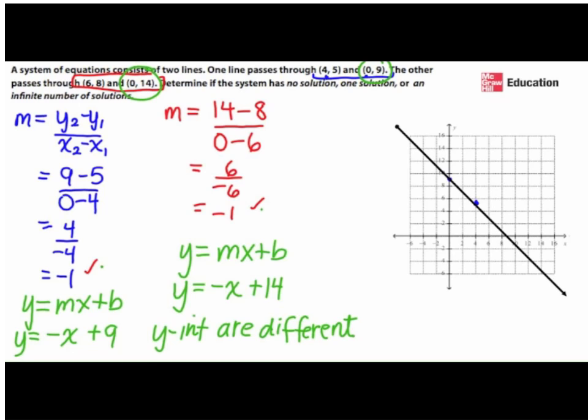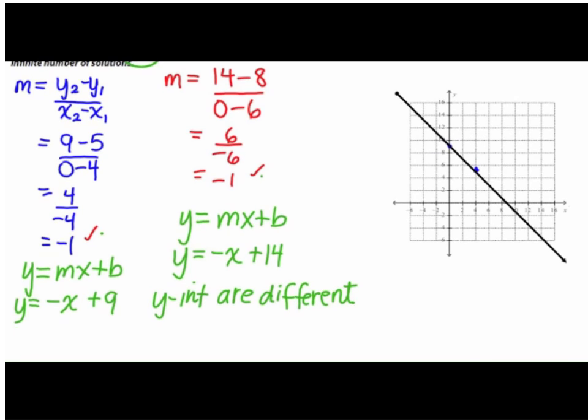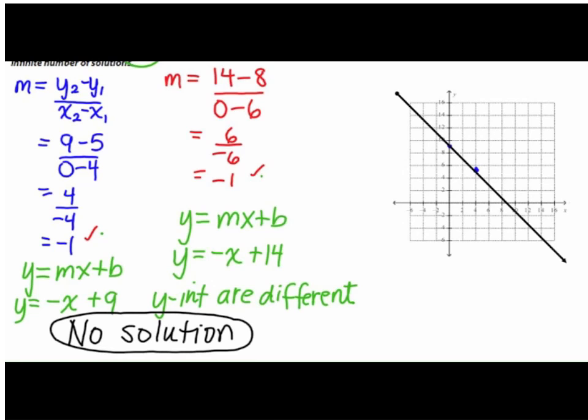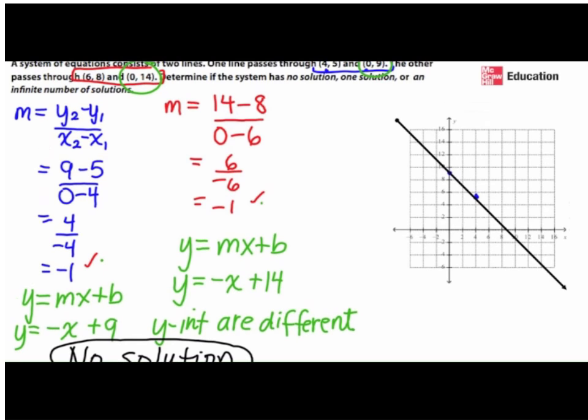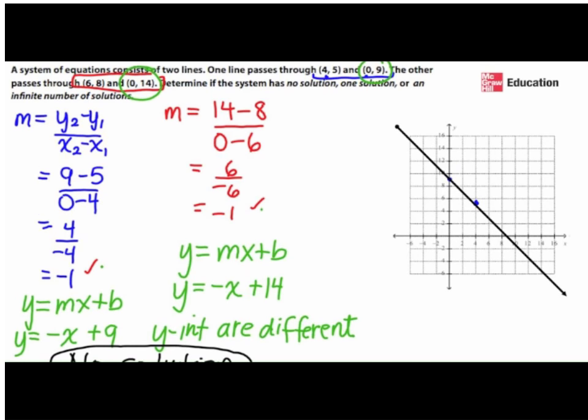When the slopes are the same and the y-intercepts are different, that tells you that our lines will not intersect and the system has no solution. In other words, these two equations or lines do not share any ordered pairs. But let's go ahead and graph this second one just to make sure you can see that the two lines do not intersect. The points that we had provided were 6, 8, and 0, 14.